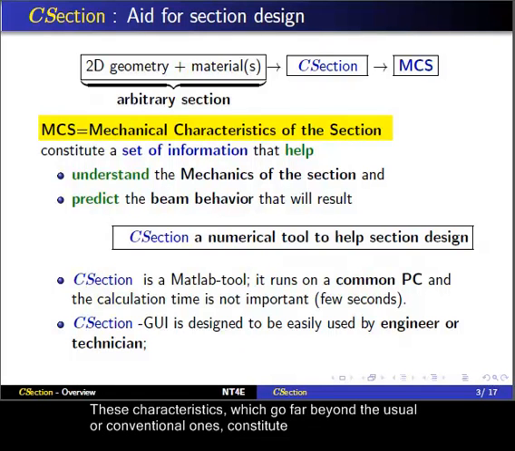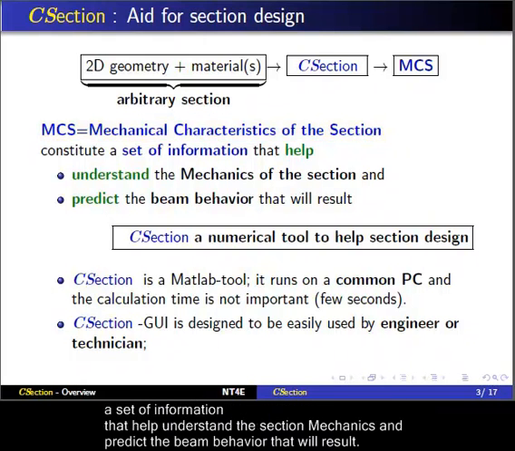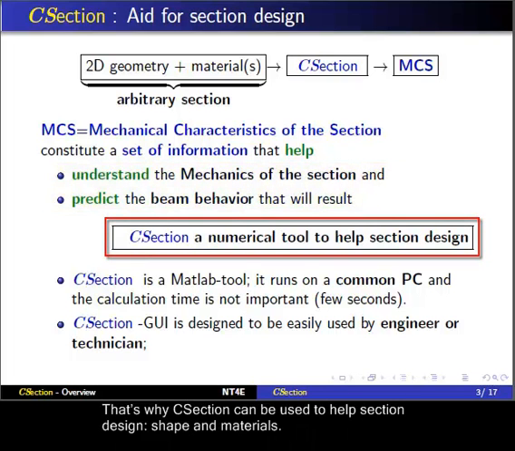These characteristics, which go far beyond the usual or conventional ones, constitute a set of information that help understand the section mechanics and predict the beam behavior that will result. That's why CSection can be used to help section design, shape and materials.